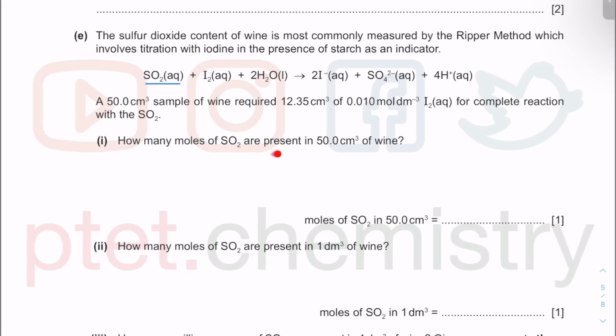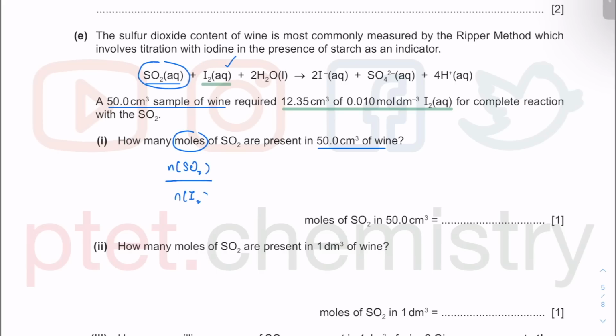Anyway, how many moles of SO2 are present in 50 cm³ of the wine? So what do we have here? We are given information on the iodine, and the iodine will react with the SO2 in the wine. We want to know the mole of SO2 present in the wine. So we reacted 50 cm³ of the wine, which is the whole of that. So we find the information on the I2. We can see that the mole of the SO2 is to the mole of the I2. 1 mole of SO2 reacted with 1 mole of I2. Oops, sorry, not 2 at the bottom, but 1 at the bottom. 1 mole of SO2 reacted with 1 mole of I2 from the balanced equation.